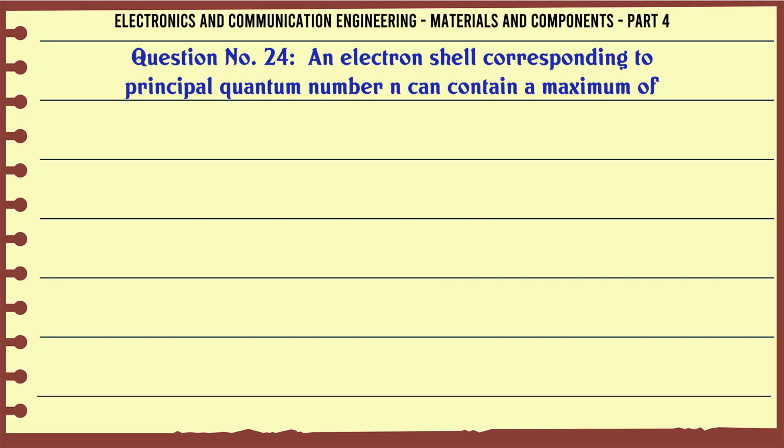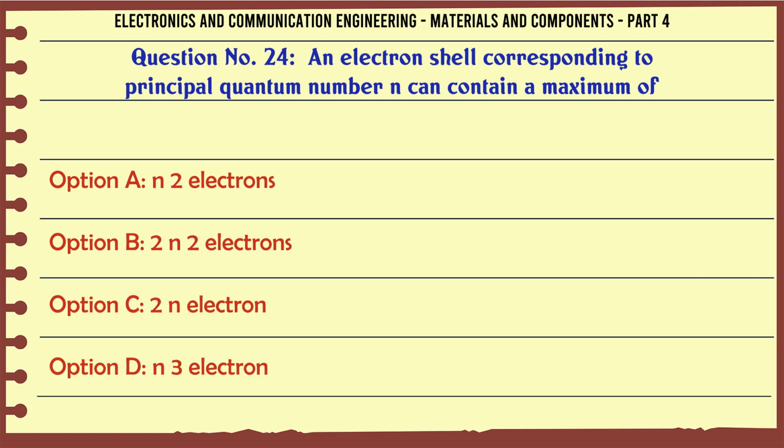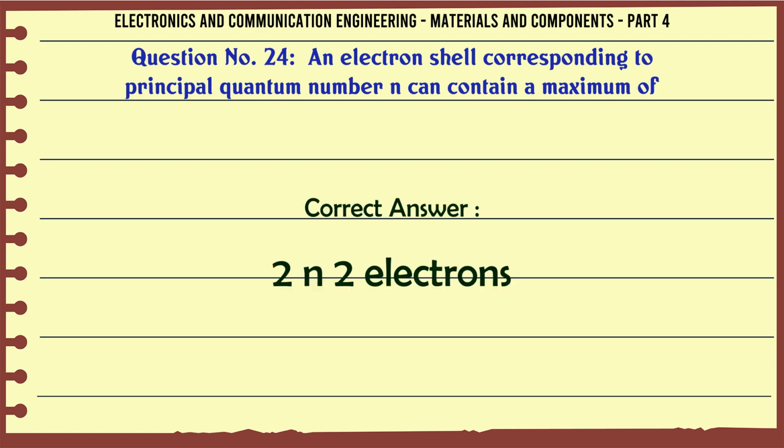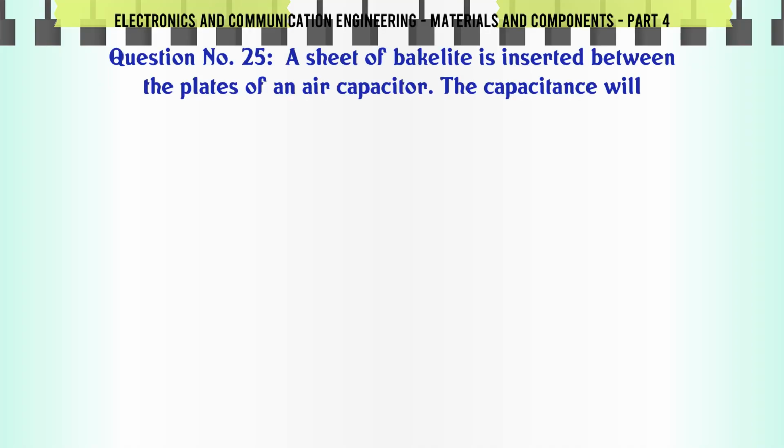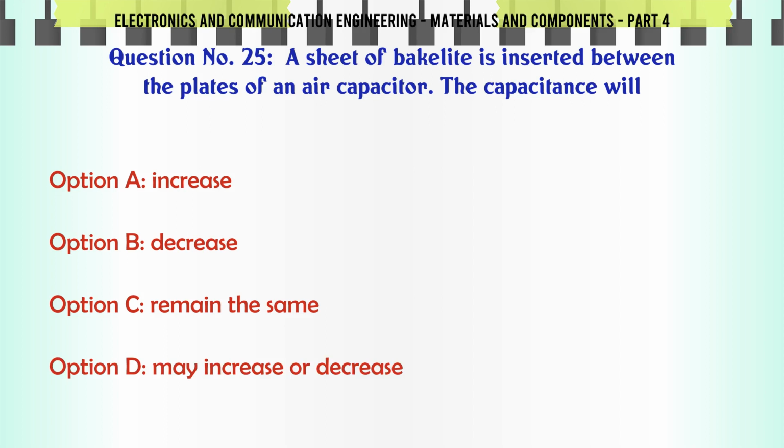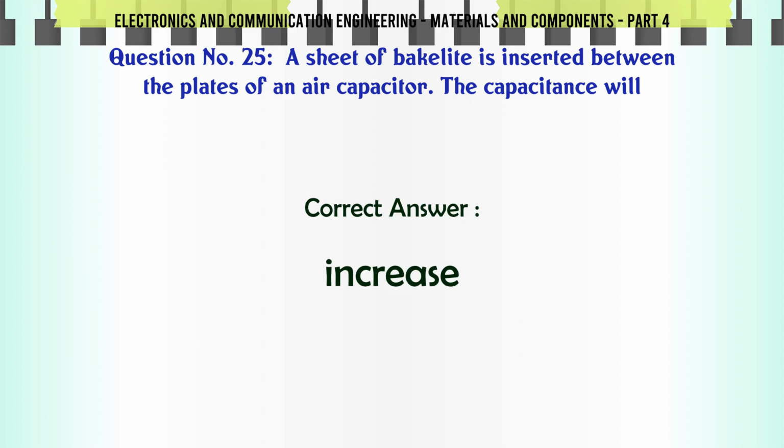An electron shell corresponding to principal quantum number n can contain a maximum of A. n^2 electrons, B. 2n^2 electrons, C. 2n electrons, D. n^3 electrons. The correct answer is 2n^2 electrons. A sheet of bakelite is inserted between the plates of an air capacitor. The capacitance will A. increase, B. decrease, C. remain the same, D. may increase or decrease. The correct answer is increase.